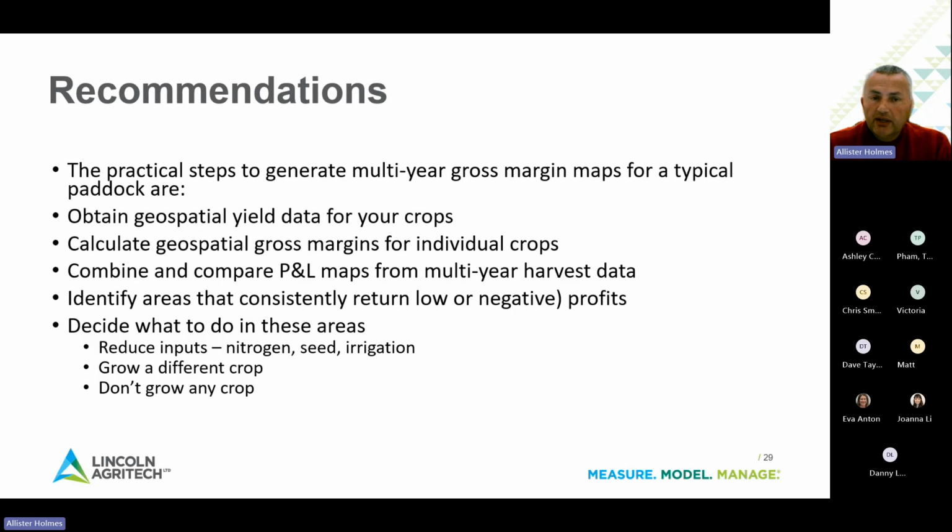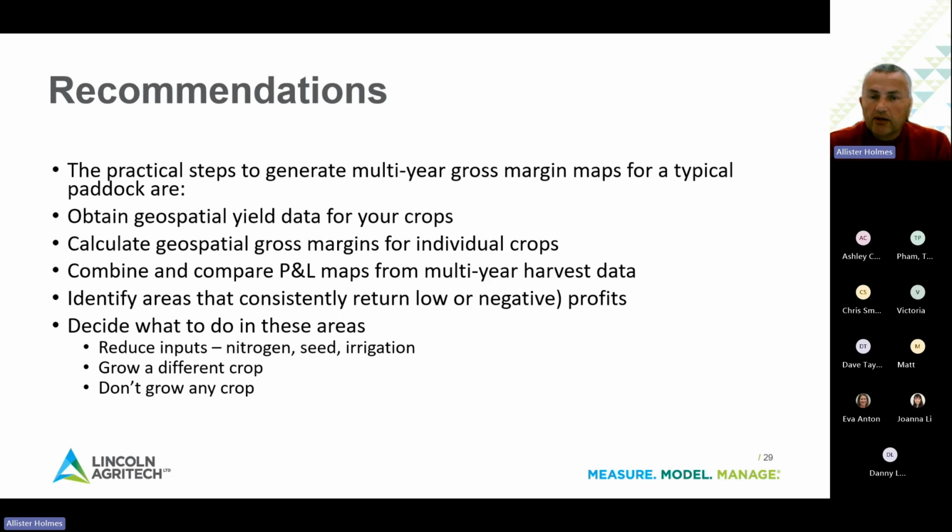So the recommendations, and the key thing here is there are some practical steps. The first step for any of this work is to obtain the geospatial yield data for your crops. In this case, we're talking about arable and vegetable crops, but a lot of forage harvesters have yield monitors on them too. So we get yield maps for maize silage, we get yield maps for grass picked up for silage, and there are various other ways to do it.